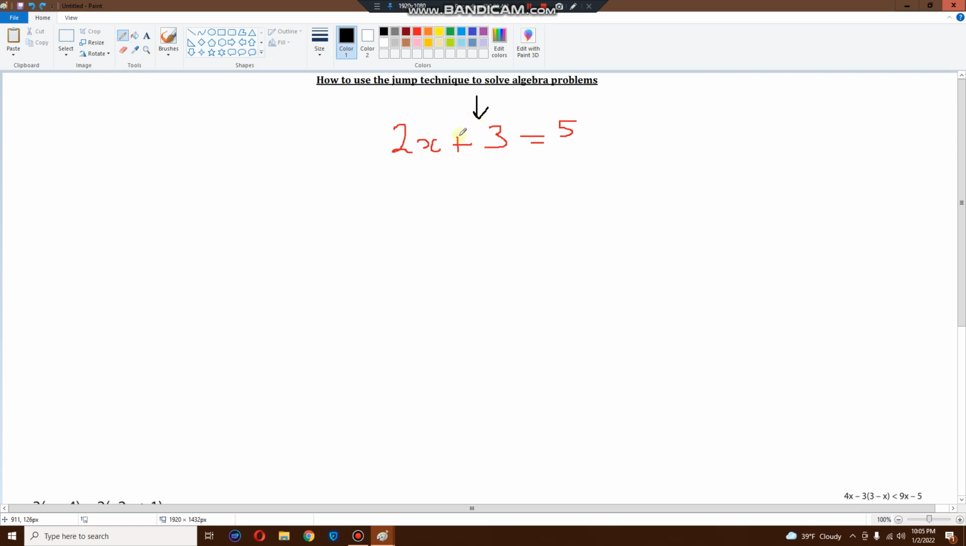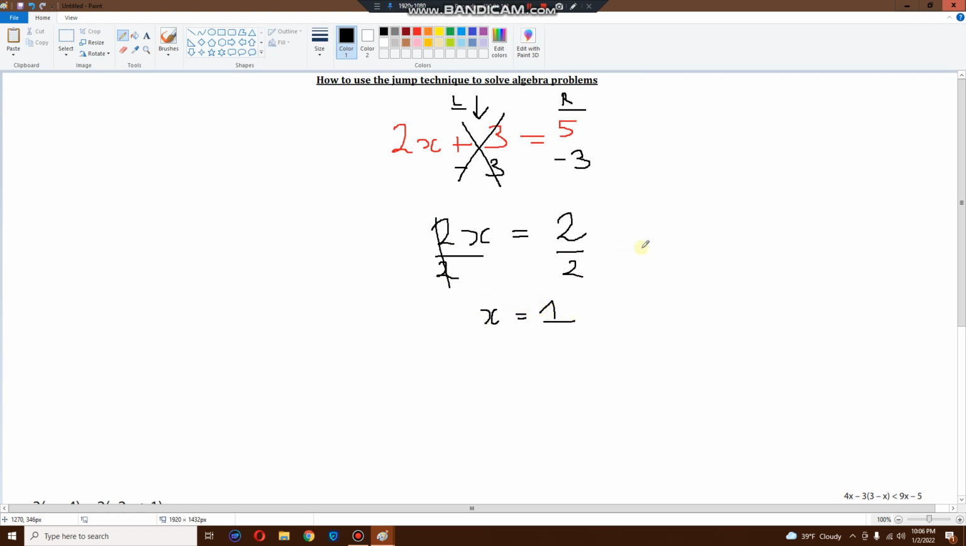In other words, if it's a positive 3, the inverse or the opposite of that would be minus 3. You see that? And then whatever you do on the left side of the equal sign, you do the same thing on the right side of the equal sign. So you do minus 3 over here as well. So plus 3 minus 3 cancels out. 2x is free. And 5 minus 3 is 2. You see that? And of course, to solve this, you just divide this by 2, divide this by 2. 2 divided by 2 cancels. x is equal to 1.